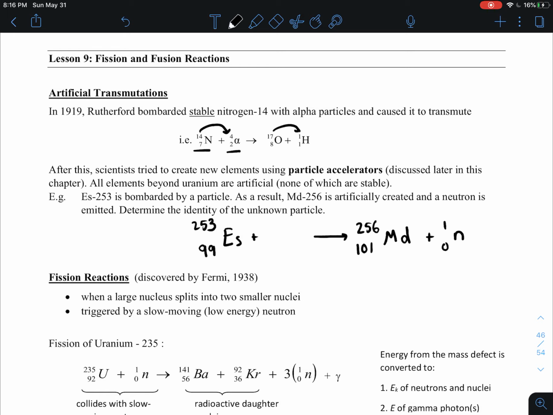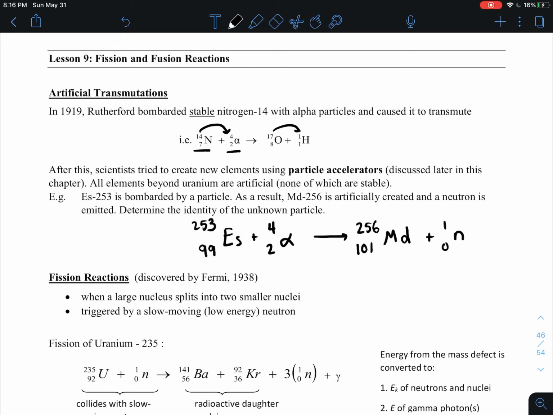So all we're doing here is using conservation of nucleons and conservation of charge to determine the missing element or particle that was there. So if you take a look here, we have 253, and here we have 256 plus 1, so that's 257. So it must have been a 4 on top. 99 plus what equals 101? Well, the answer is 2, and therefore we know it must have been an alpha particle.